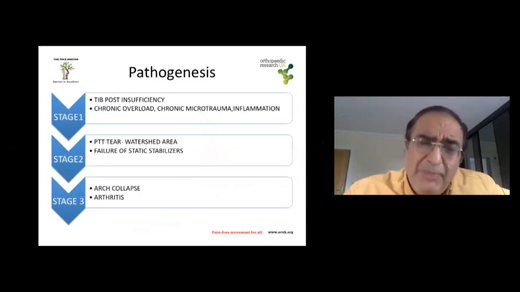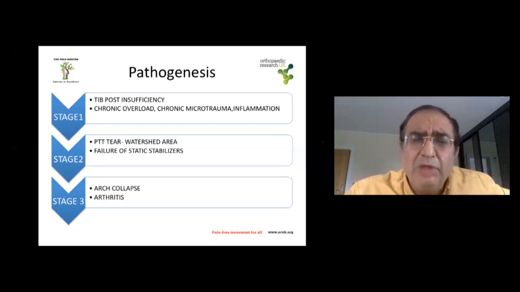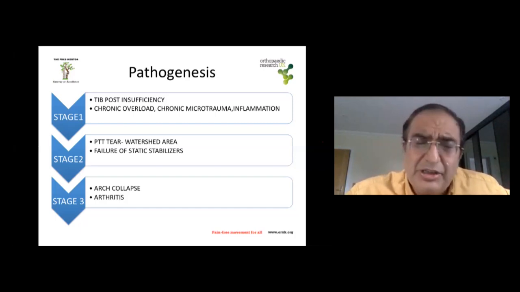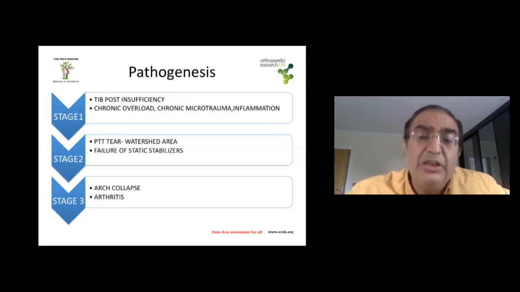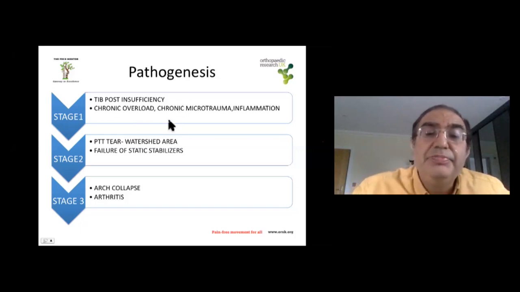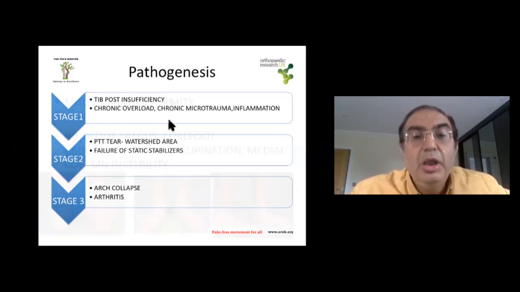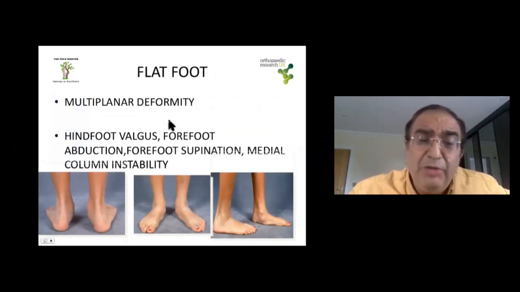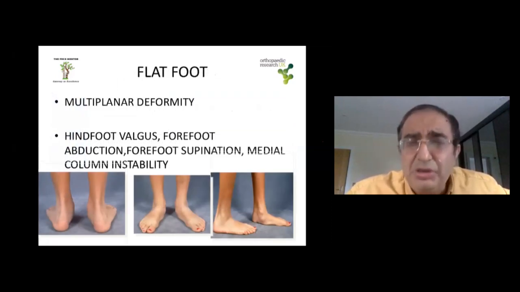So what happens is, because of the chronic overload of the tibialis posterior, initially the tendon gets inflamed, later the tendon tears, and later because of the deformity you develop arthritis. So these are the 3 stages of the tibialis posterior insufficiency. So it's a multiplanar deformity. As we said, the hind foot goes into valgus, the forefoot starts abducting and supinating, and there's also medial column instability at the talonavicular or the first TMT joint.